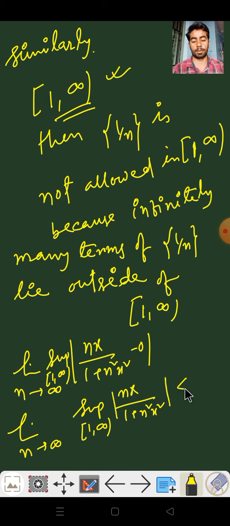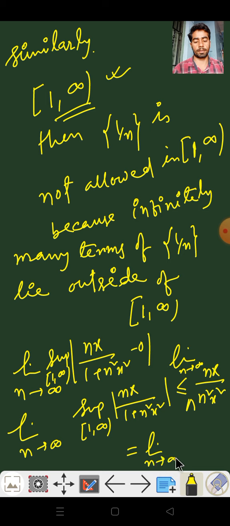And this is less than or equal to nx divided by n square x square, because if we decrease the denominator, then the fraction increases. Therefore if we take the limit here, it will be equal to limit n tends to infinity 1 upon nx, and therefore x equal to 1 by n is not allowed here, and therefore it will be equal to 0.